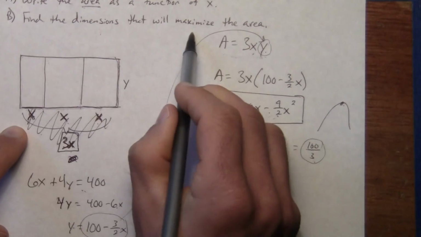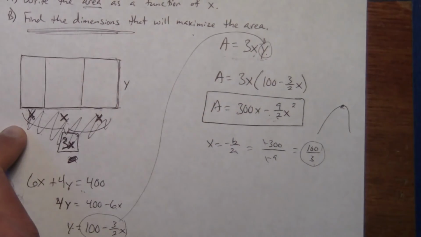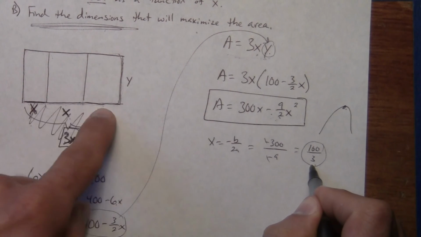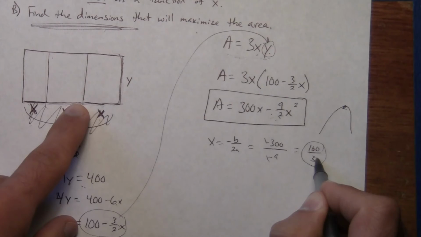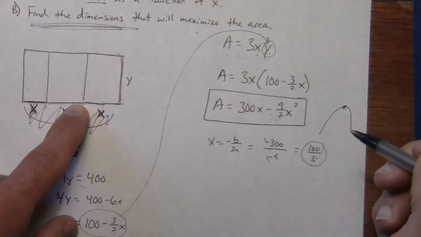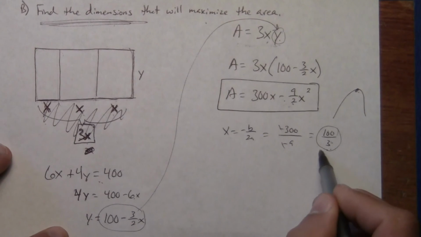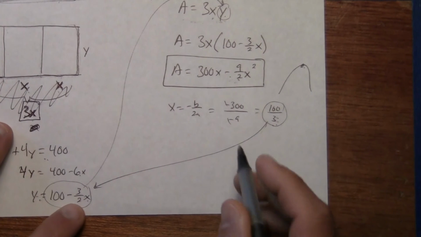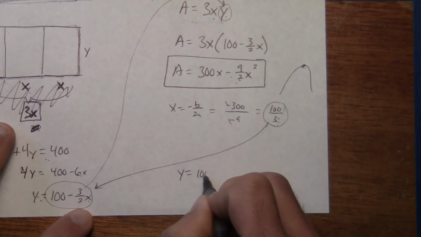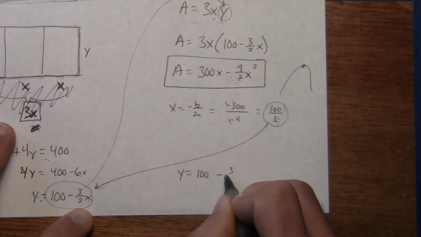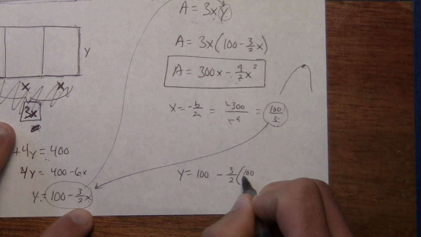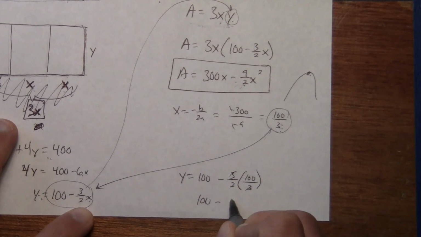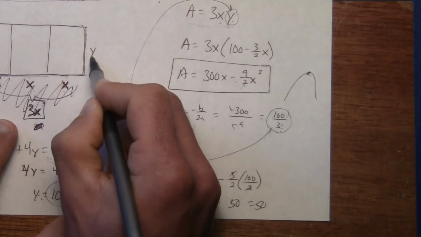I don't want to know what is the maximum area. I want to know what the dimensions are. I have 3 of these things. So my dimension here would be 3 times 100 thirds, or 100. I need to know what this is. Well, how am I going to figure that out? Let's go right back to that equation. This is an x value. If I plug that in for x, I can figure out what y is. So y is going to equal 100 minus 3 over 2 times x, and x is 100 over 3. 3's are going to cancel, so I have 100 minus 50. Or this y value is actually 50.